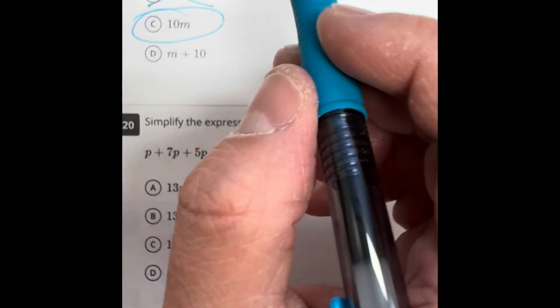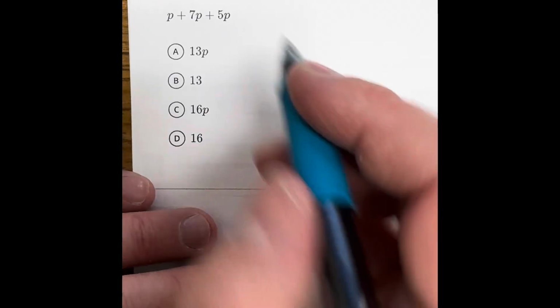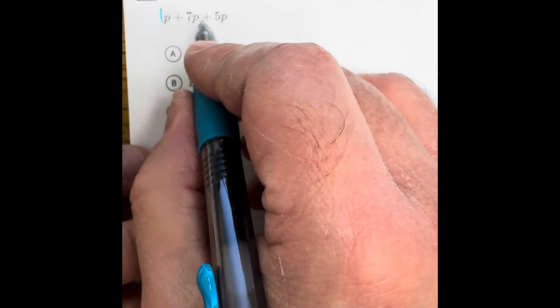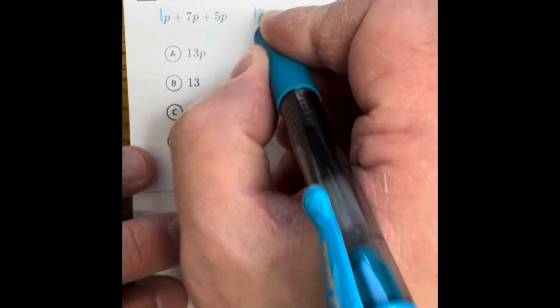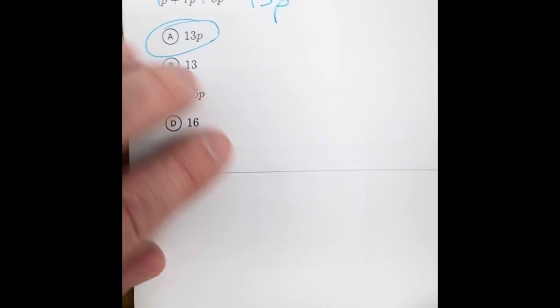Like they're all m stuck to the letter or stuck to the number, and m plus 10 is going to work. Okay? Simplify the expression below. This one's pretty simple. 1p plus 7p plus 5p. Calculator. 1 plus 7 is 8. 8 plus 5 is 13. So 13p. Only answer. Okay? I don't even know where you would get 16p from. That's wild.